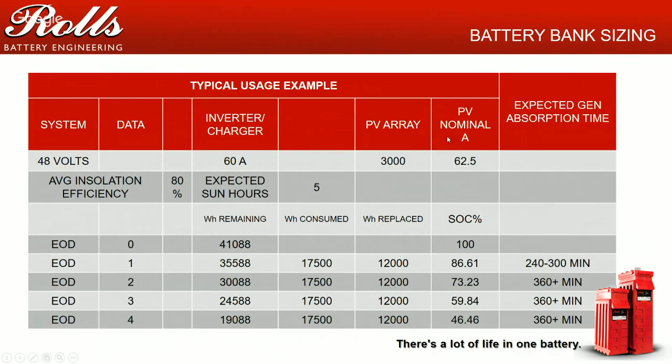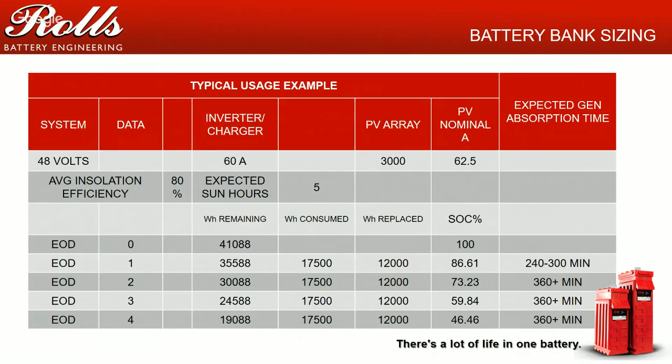So you go out and you install a system. You've got, let's say, five sun hours. You've got a 60 amp controller with a 3,000 watt PV array. Let's assume that your average installation is about 80%. So you're consuming 17,500 watt hours, and you're going to replace it every day, assuming we have good sun. You start with roughly 41,000 watt hours, and let's say the batteries are fully charged at the end of day 0. So you've installed it, your batteries are fully charged, you drive away.